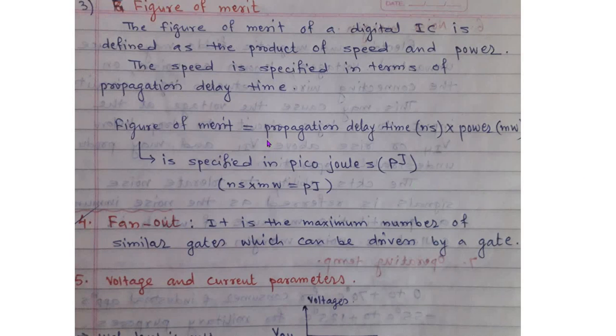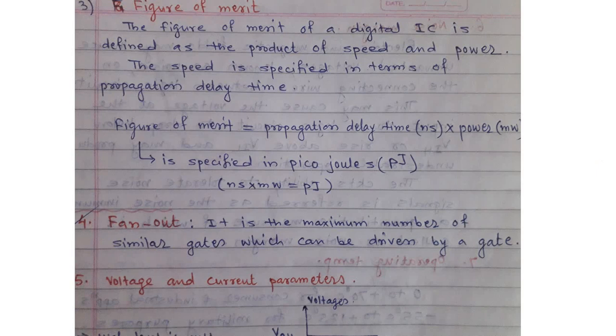Next parameter is the figure of merit, FOM. Figure of merit is the product of propagation delay time and power. Propagation delay time is measured in nanoseconds and power is in milliwatts. So this is specified in picojoules, since nanosecond times milliwatt is a picojoule. The figure of merit of an IC is defined as the product of speed and power, but the speed is specified in terms of the propagation delay time. So figure of merit is equal to propagation delay time times power dissipation.